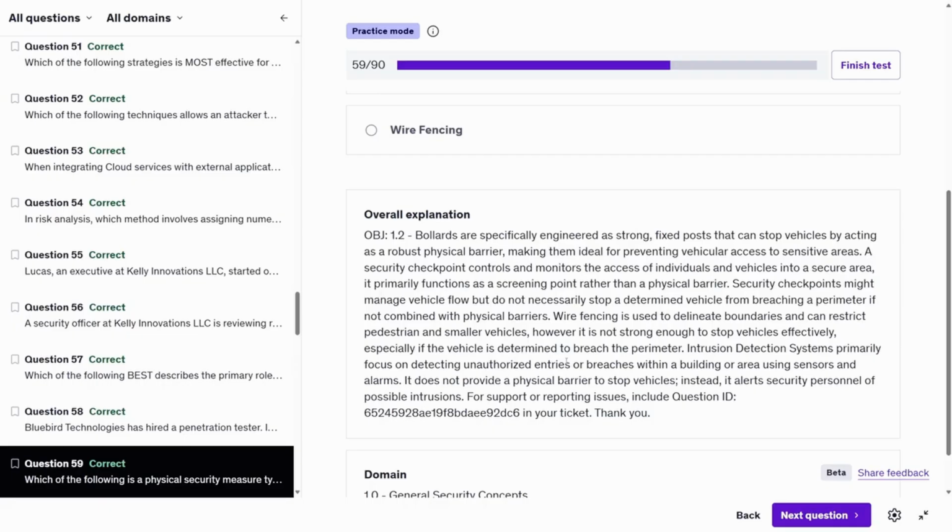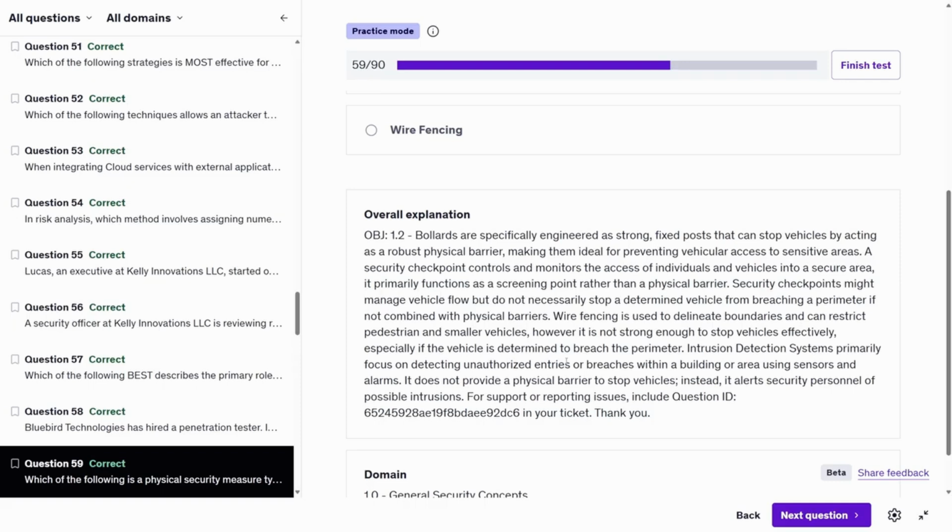Security checkpoints might manage vehicle flow but do not necessarily stop a determined vehicle from breaching a perimeter if not combined with physical barriers. Wire fencing is used to delineate boundaries and can restrict pedestrian and smaller vehicles. However, it is not strong enough to stop vehicles effectively, especially if the vehicle is determined to breach the perimeter.